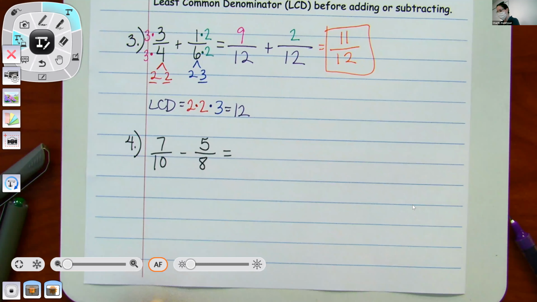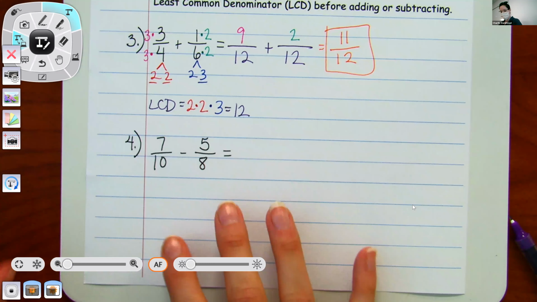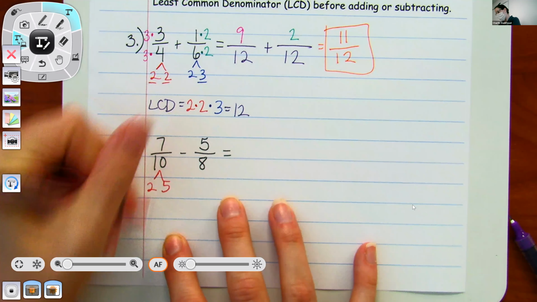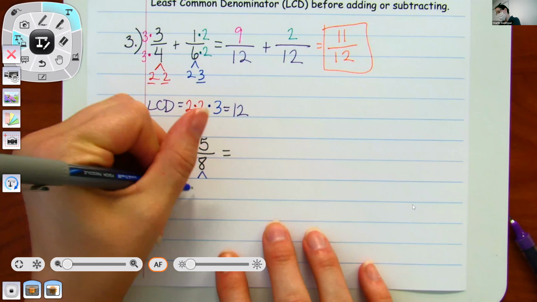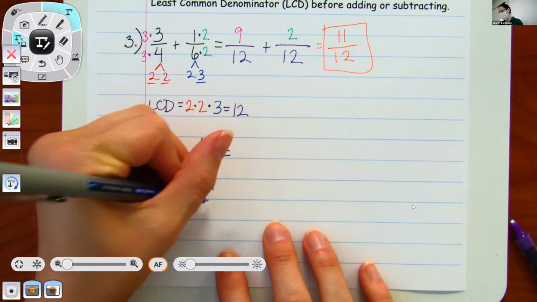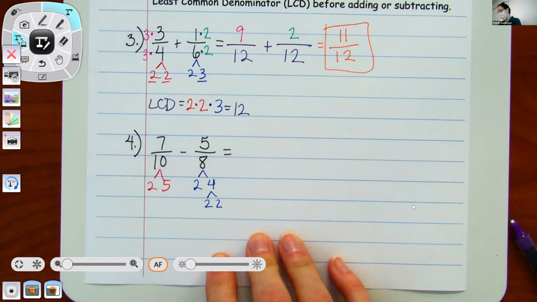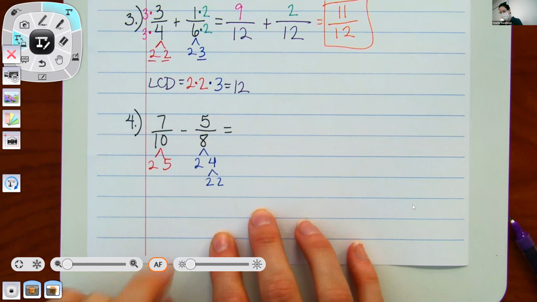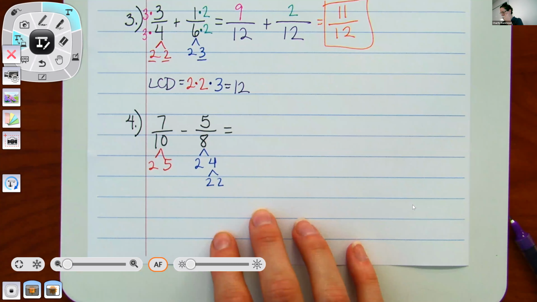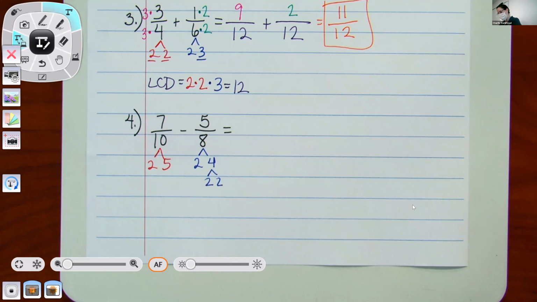All right, so the factors of 10 is 2 times 5. And then for 8, that would be 2 and 4, and then 4 breaks down to be 2 and 2. So the prime factors of 10 are 2 times 5, and the prime factors of 8 are 2 times 2 times 2.